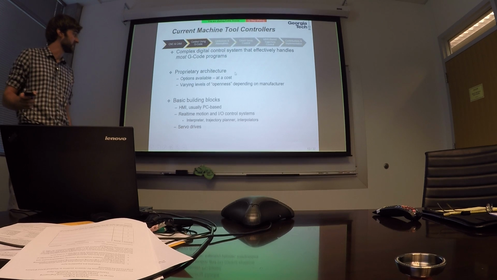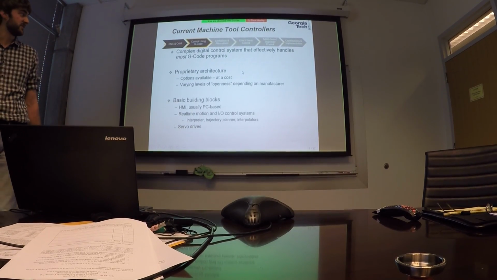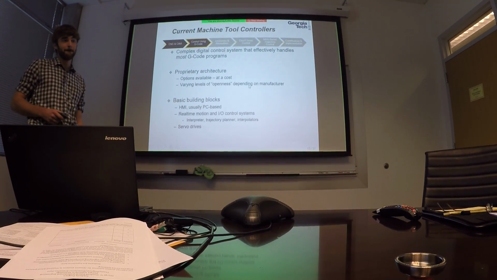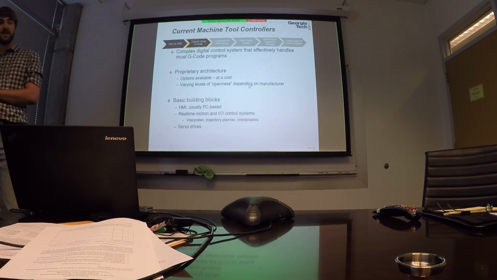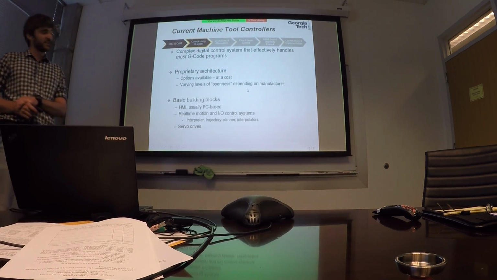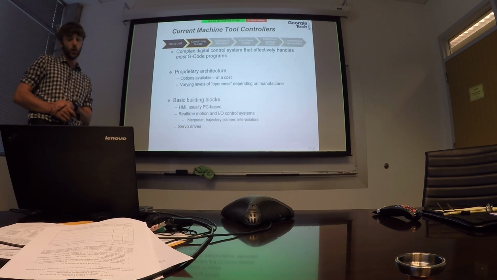So if we want to do something special, we would have to call the manufacturer and say, I have $100,000, can you make the machine do this? I think $100,000 is a bargain. I don't think they would do it for $100K. Maybe a couple hundred thousand. So different controllers have different levels of what's called openness.